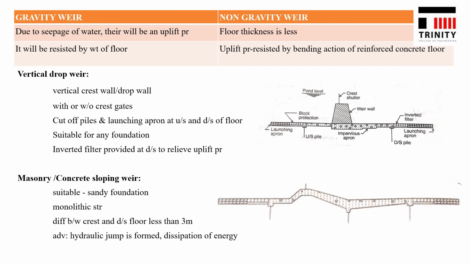Now next is the masonry or concrete sloping weir. From the name itself, it is known that it is constructed with concrete or masonry. So it is a monolithic structure, that is, a single substance is used for the construction of the weir. It is suitable for sandy foundation only. The difference between the crest level and the downstream floor should be less than 3 meters. The advantage of the masonry and concrete sloping weir is that the dissipation of energy is done by the hydraulic jump that is formed on the masonry or concrete slope.